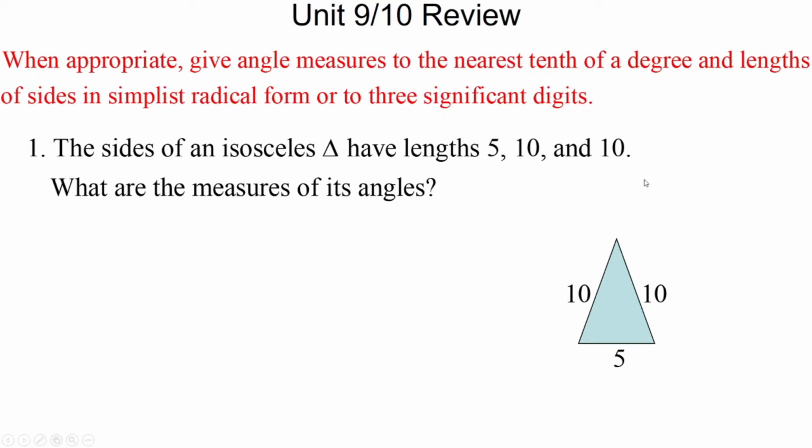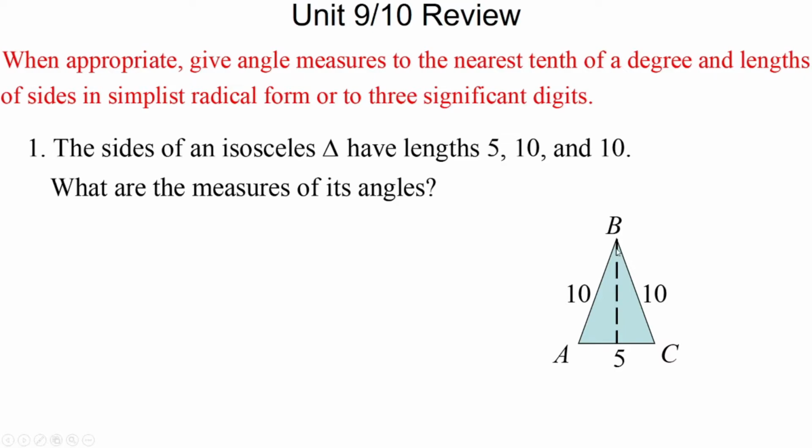Now, what are the measures of its angles? All right, well, when we did problems like this, we were in right triangle trigonometry. So let's do it at first with right triangle trigonometry. Okay, so I'm going to go ahead and label my vertices A, B, and C, but again, you could label them whatever you want. I'm just communicating.